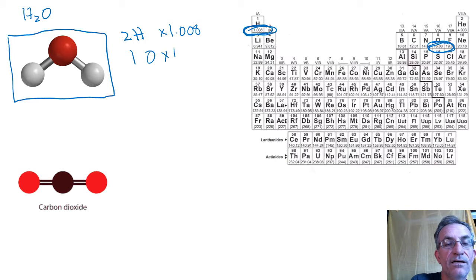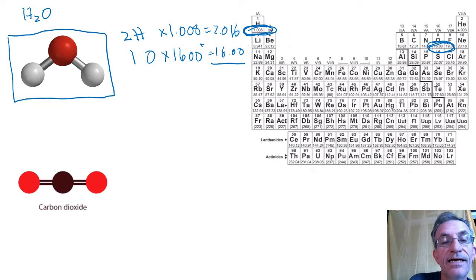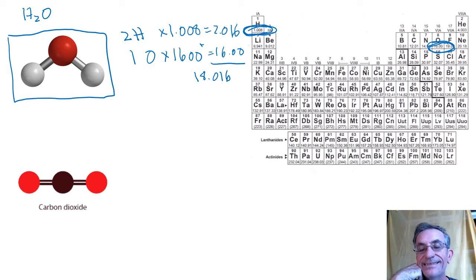If you put it all together, two hydrogens are going to weigh 2.016. I just doubled the hydrogen number. And then I'm going to add the weight of oxygen, which is 16. The combined weight of all those atoms together adds up to 18.016. So that's the weight of a molecule of water. It's just two hydrogens and an oxygen. You put them together, you add them up.